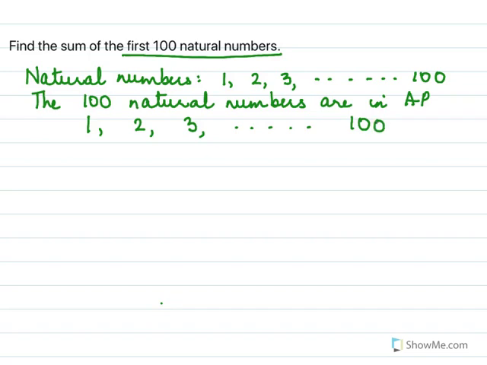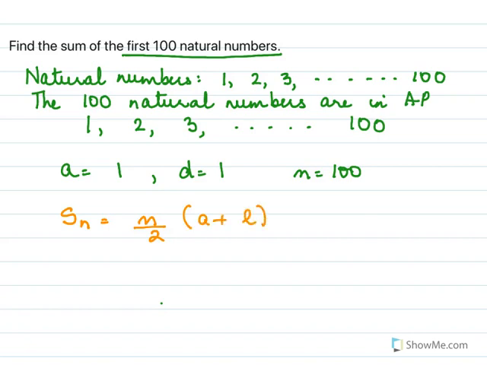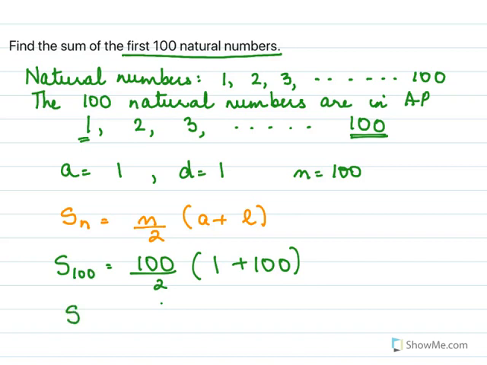The first term is 1. The D, the common difference, is 1. And you know the number of terms from 1 to 100 will be 100. I can use the formula Sn equal to n by 2 times (A plus L). So when I put in your values, n is 100 over 2. First term is 1. Last term is 100. So I'm finding S100. So S100, 100 over 2 is 50, and this is 101.